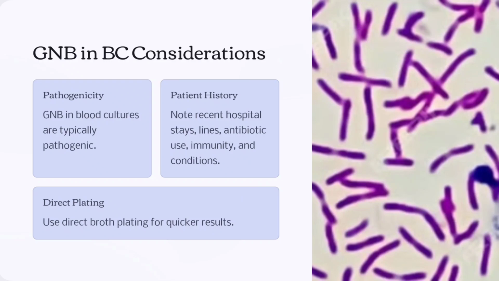Now, something about the gram-negative bacilli in the blood culture. Presence of GNBs is always positive and always pathogenic in blood culture, and we have to gather information about the risk factors, including recent hospitalizations, lines, antibiotics, immune status of the patient, and underlying health conditions. Once the blood culture flags positive and shows GNB in the gram stain, we can do direct broth plating or lawn culture to get faster yield and faster results.